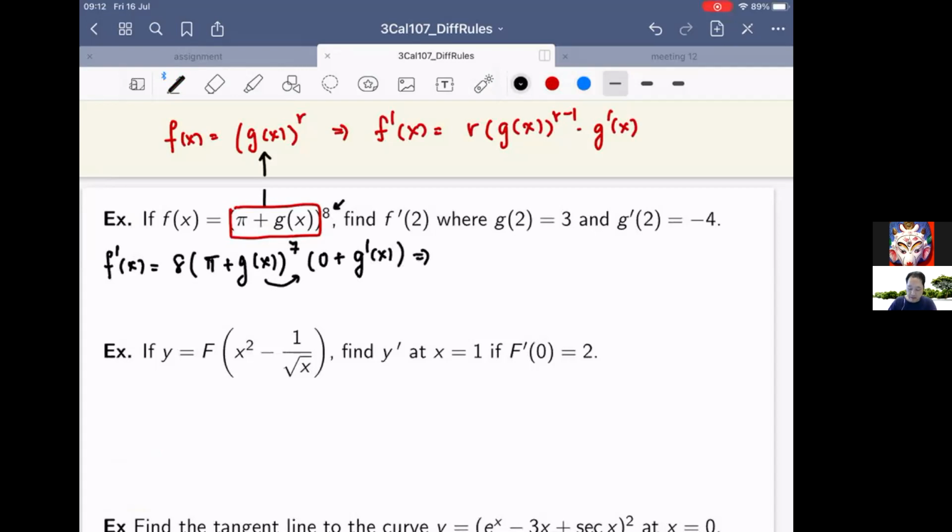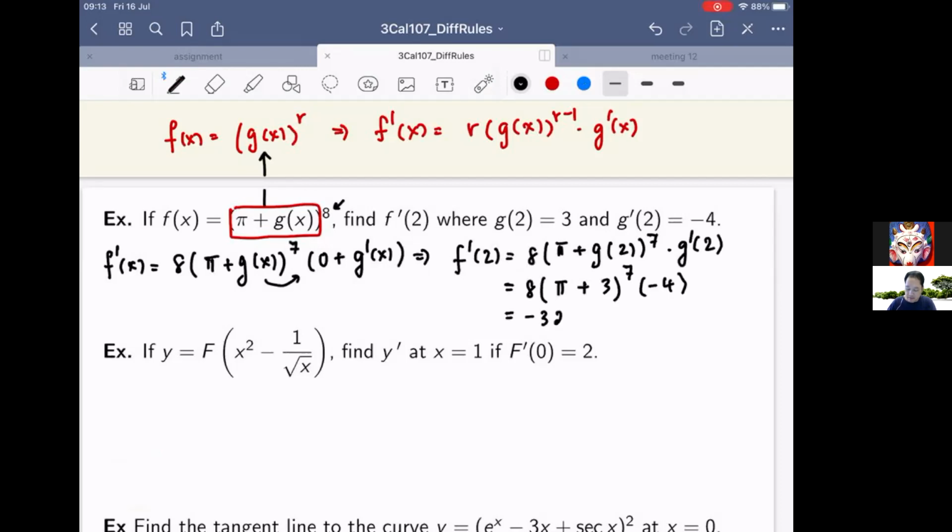And if you want to find your f prime at 2, you just replace each and every x by 2. This is g prime at 2, because the 0 is just added, it's just g prime. So we have 8 pi plus 3 to the power 7, and then negative 4, or negative 32 pi plus 3 raised to the power 7. So that will be your f prime at 2.